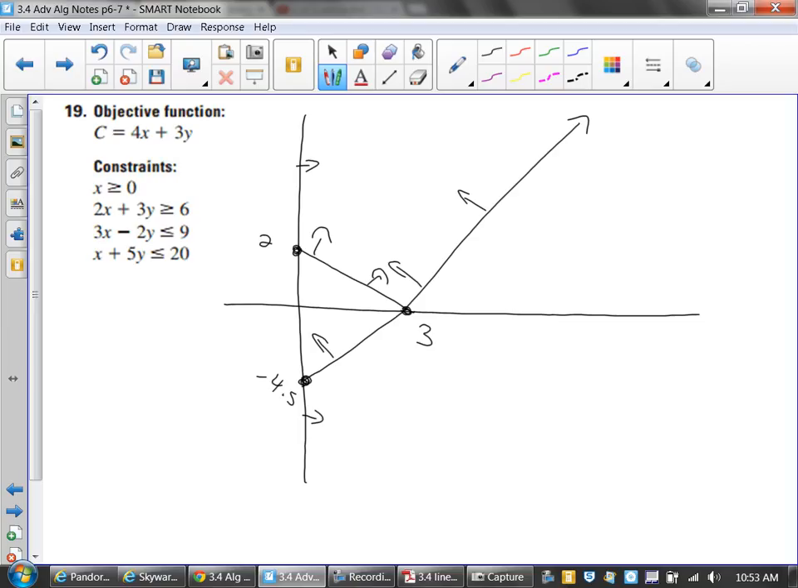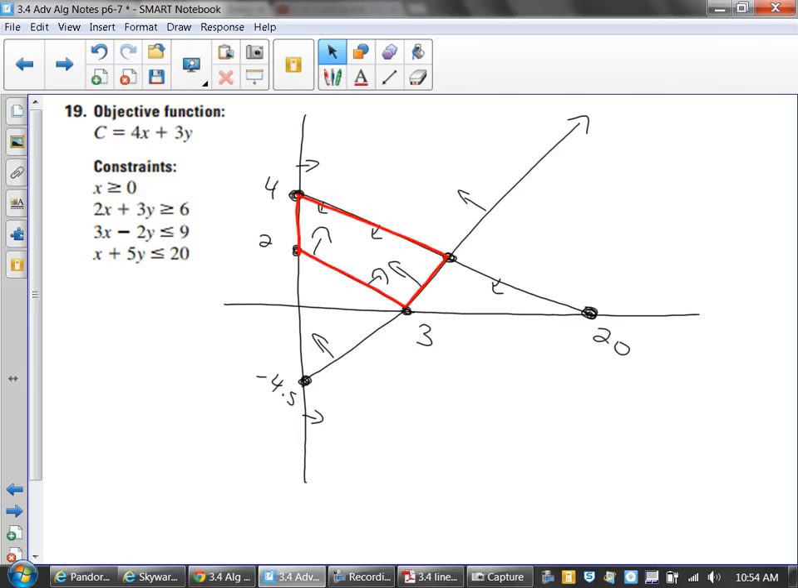And the next one I have is x plus 5y is 20. So I have an x-intercept of 20 and a y-intercept of 4. Across here. And 0 plus 0 is smaller than 20, so it's working its way back inward. So right now, I have found this bounded region that has 4 sides. I'm looking at those 4 spots.